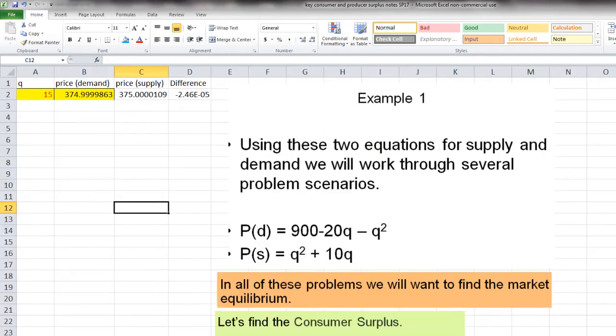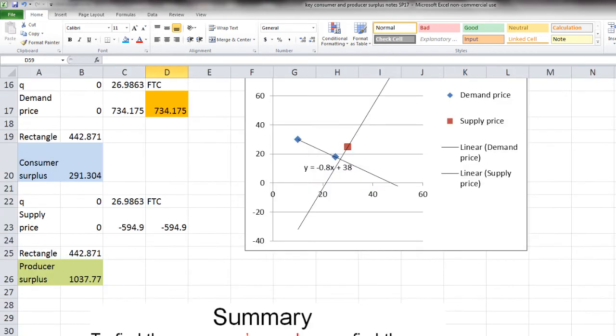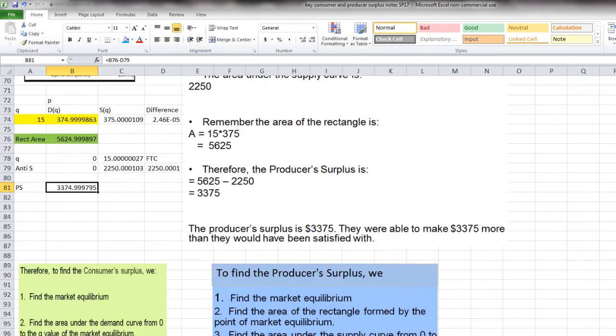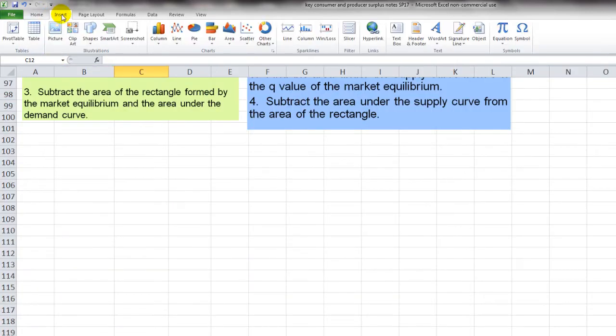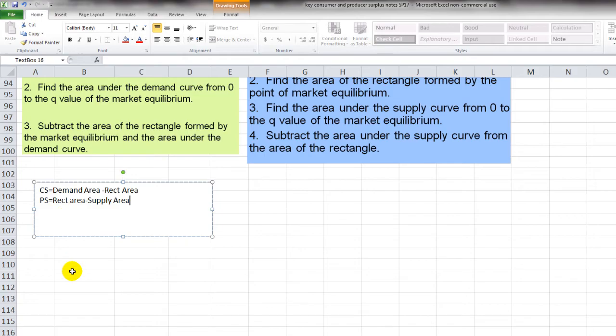So I think I have this written down, maybe. Nope. So I can add that. If you want to break it down and make it very simple, CS equals demand area minus rectangle area. Producer's surplus equals rectangle area minus supply area. So I just took out some of the words, and that's basically what you'll need to memorize.